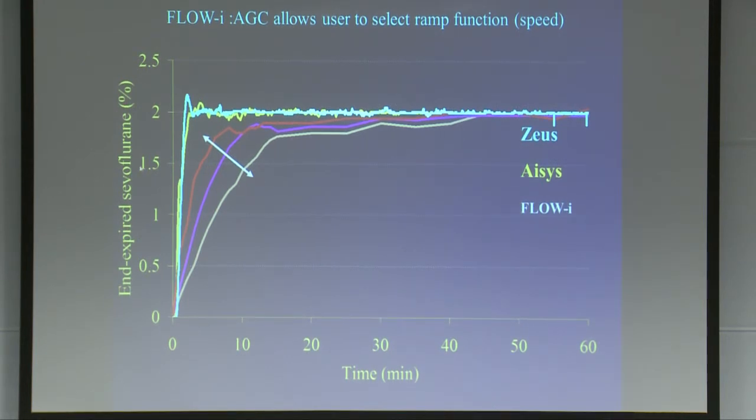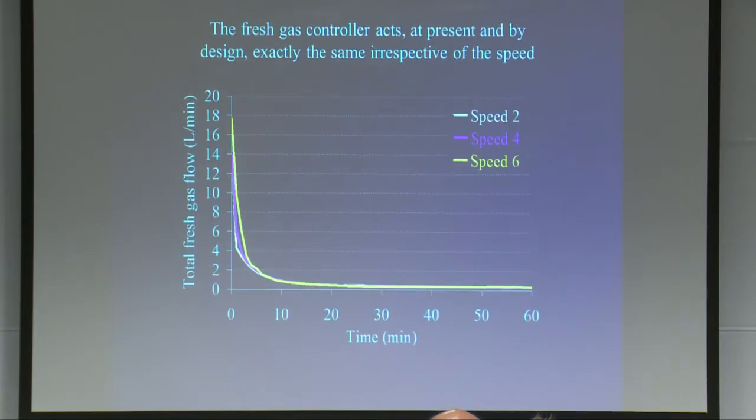And I'm going to go to the ramp function again. So this was the Zeus, this was the Aisys, and actually for the flow eye there's a host of different curves, because you can select the rate of rise. They all go to the same interval. But you see for the flow eye, you have different ramp functions depending on the speed the user selects.